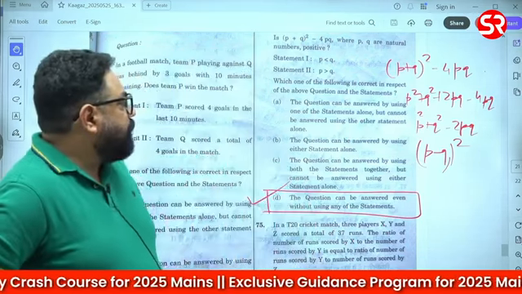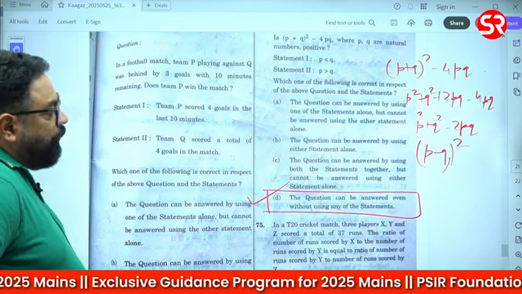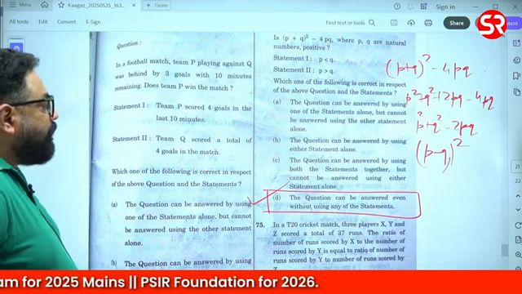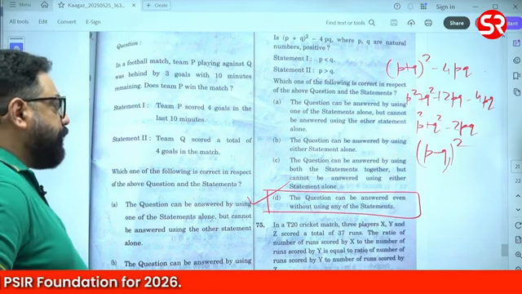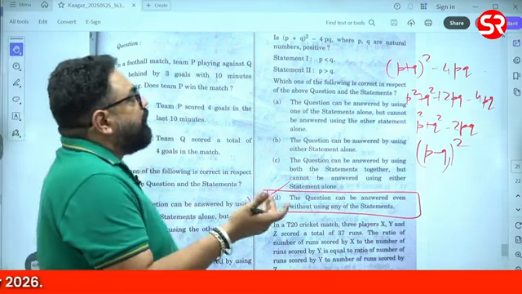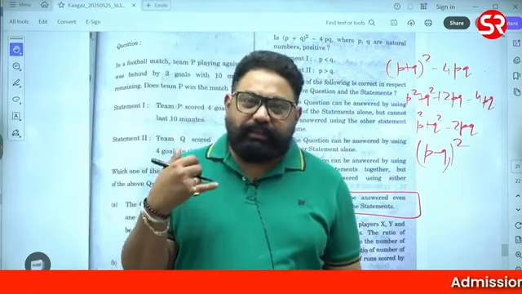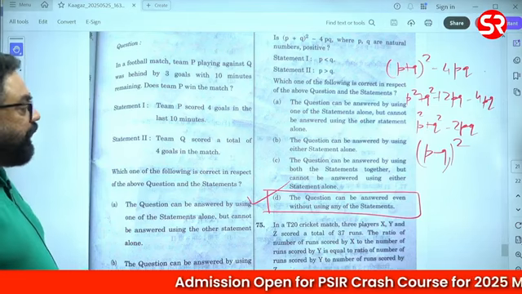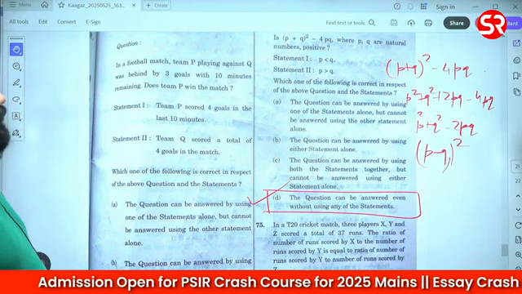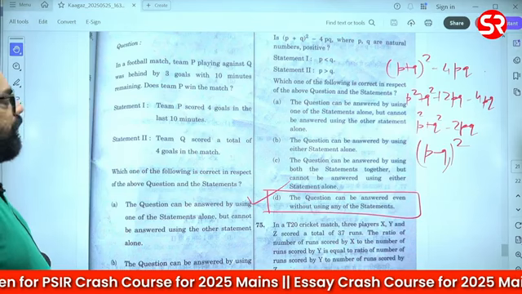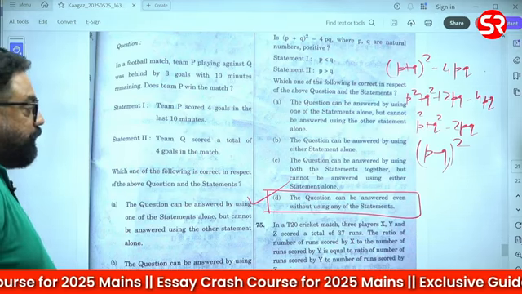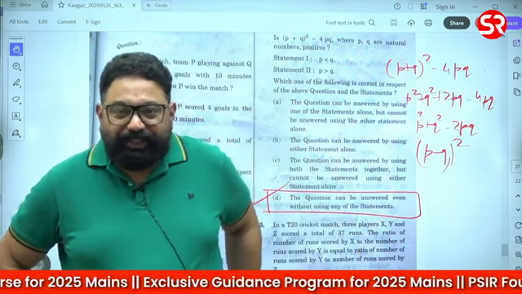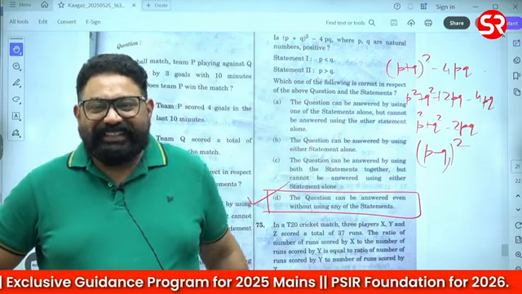But then a lot of students said, sir, what about when p is equal to q? That is one issue. In that case it is not positive, it can be 0 if p is equal to q, which means the question is whether p is less than q or p is greater than q. The question can be answered using both together, but cannot be answered by either statement alone. What is your idea about it, guys?